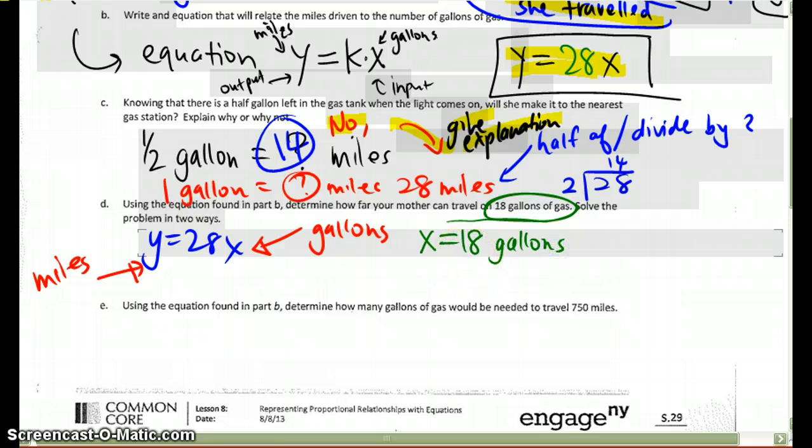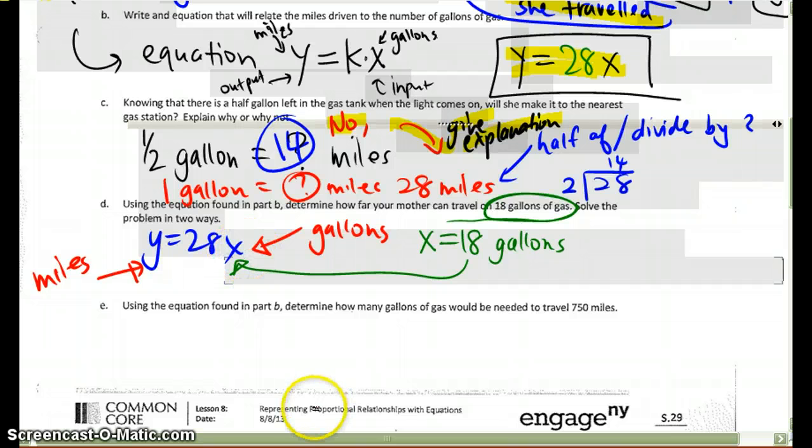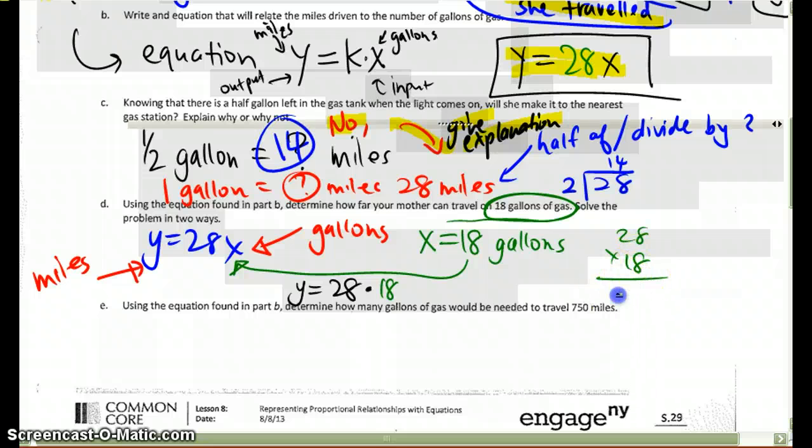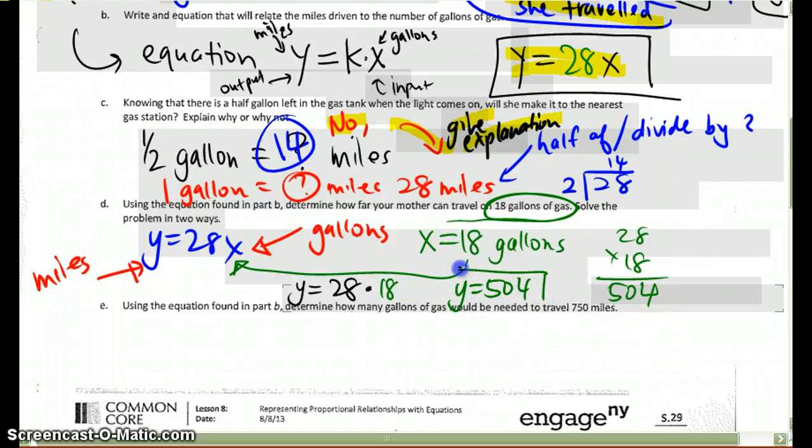So I'm going to just simply plug the 18 into the x and chug. So I'm going to say that y equals 28 times the 18. And 28 times 18, I'm going to do that math over here. If you do the math correctly, you will get 504. So that's going to tell us that now y is equal to 504. That is how many miles she can travel. I'm going to go ahead and label that miles. Highlight it. There's my answer.